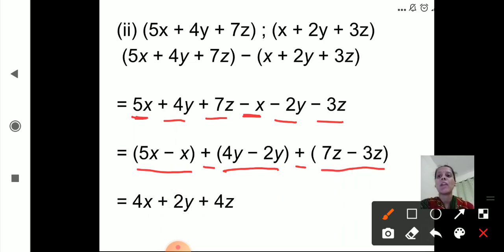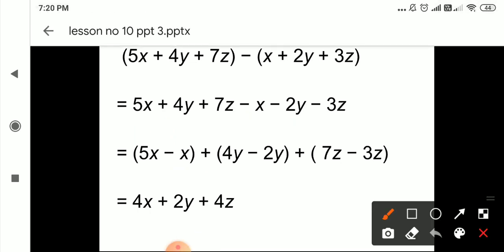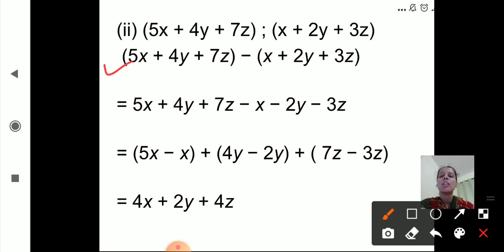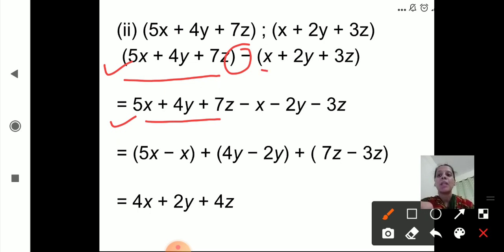Once again we will revise. What is the first step? We will write down both the algebraic expressions in brackets and in between we will write down a minus sign. Yes, then what is the next step? In the second step we will remove the brackets. The first algebraic expression we have written as it is. For the second algebraic expression the signs inside the bracket will change. Here it is plus x, so it becomes minus x. Here it is plus 2y, so it is minus 2y, and here it is plus 3z, so it is minus 3z. Okay, now the next step is what?